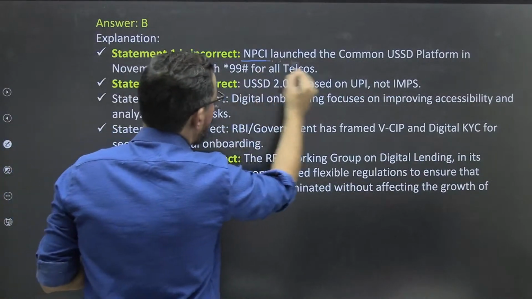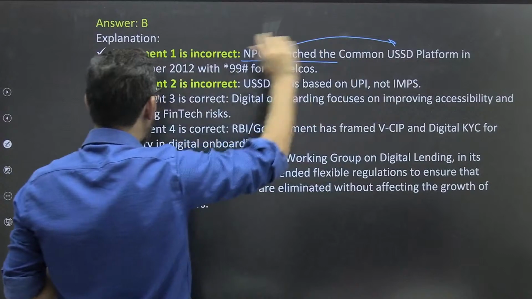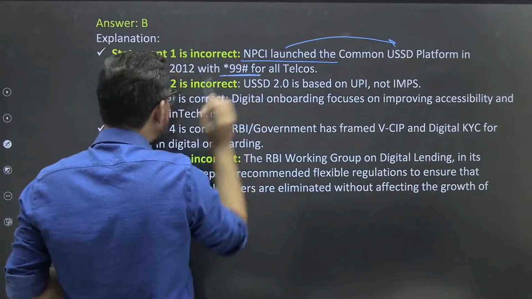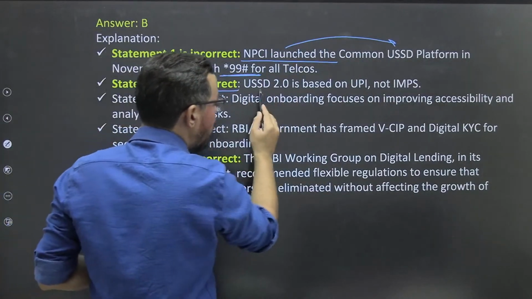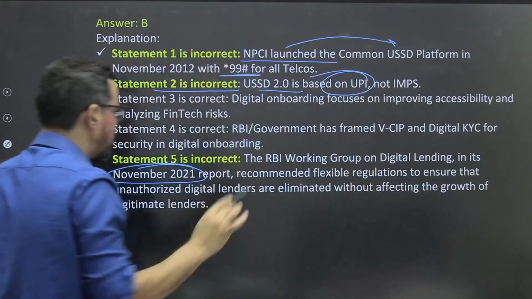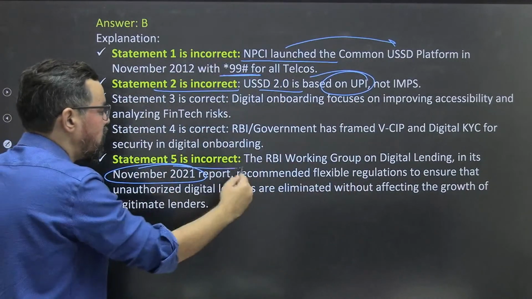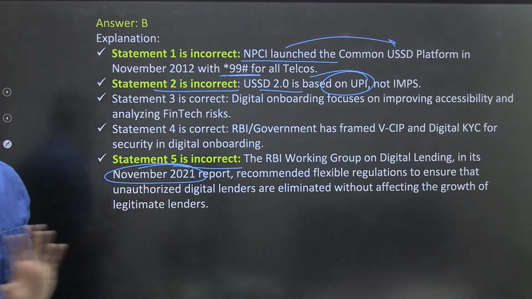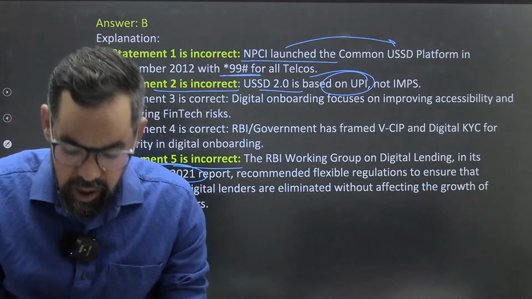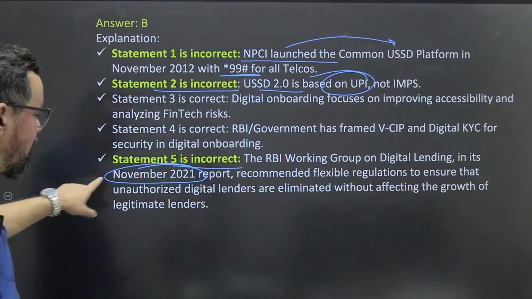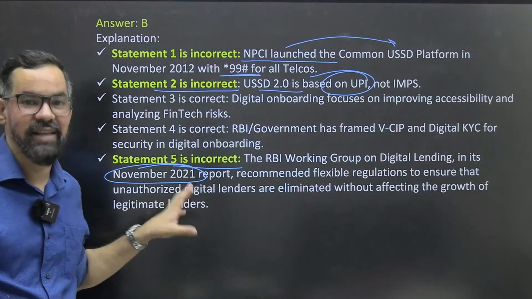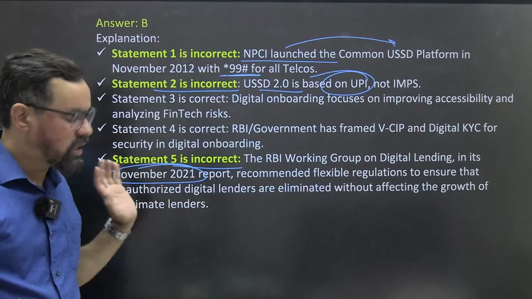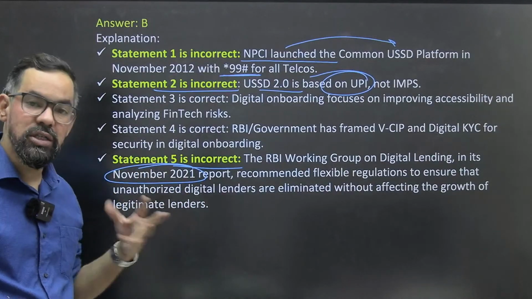It is NPCI that launched the USSD platform with star double nine hash. Statement 2 was incorrect. 2.0 was based on UPI, not on IMPS. Statement 3 was incorrect just because of this year. Otherwise, the rest are fine. If you have read the book, then only you will be able to identify this statement 5. Otherwise, it is hard to identify because they intentionally make it wrong.